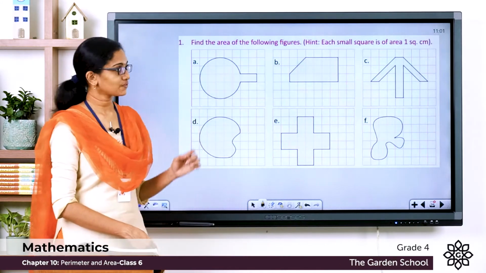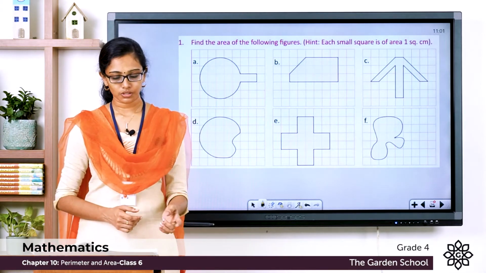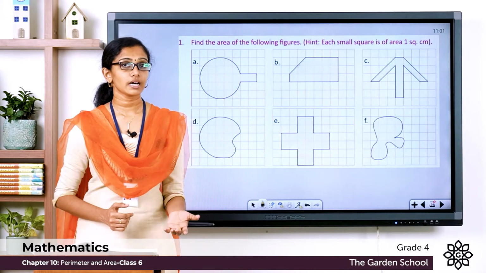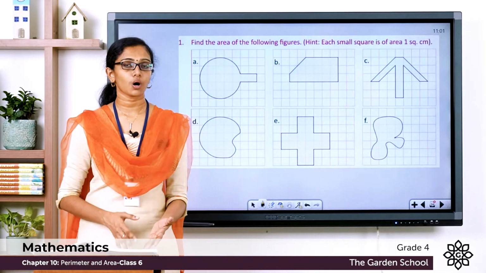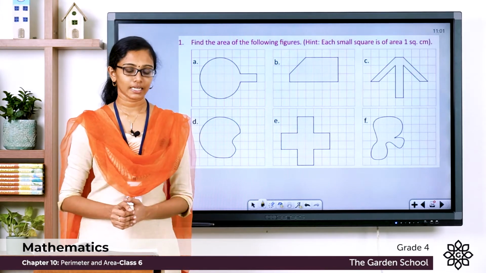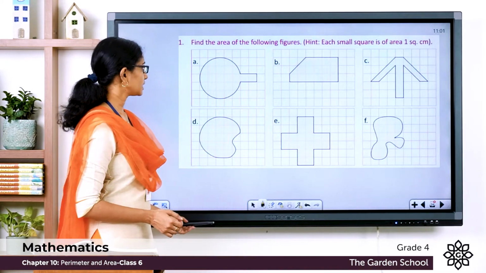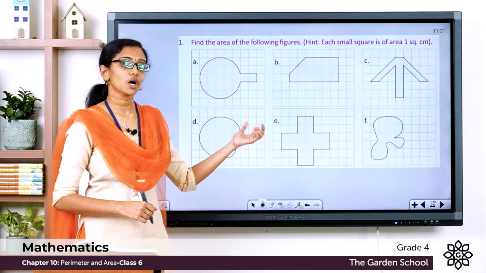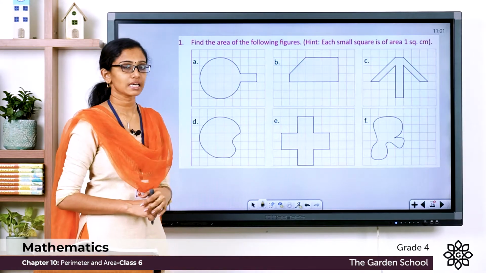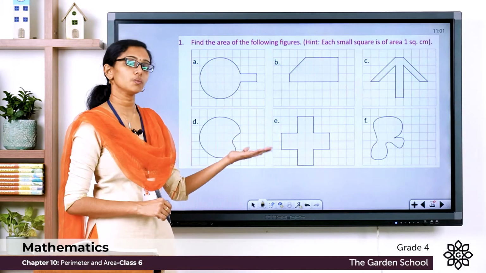The first question is: find the area of the following figures, and there is a hint. Each small square is of area 1 square centimeter. So we have learned how to find out the area of some polygons and also irregular shapes using a square grid. So the first figure, A, how do we find out the area of this figure? Let's count the number of full squares first, and then you have to consider the squares which are covered in half or more than half.